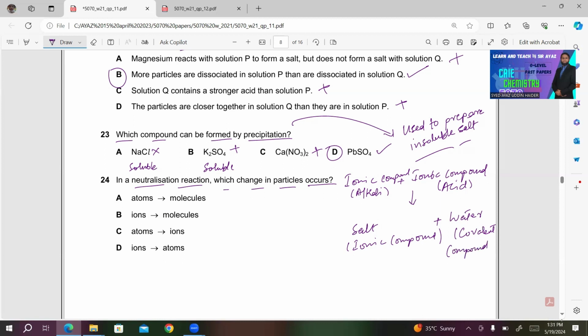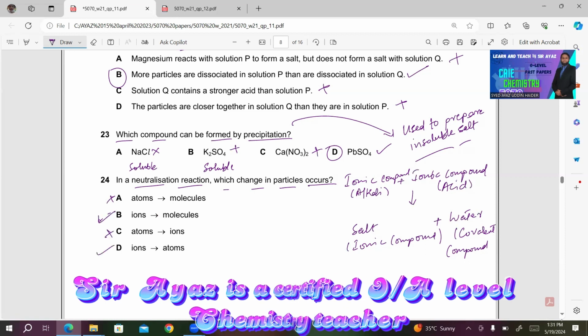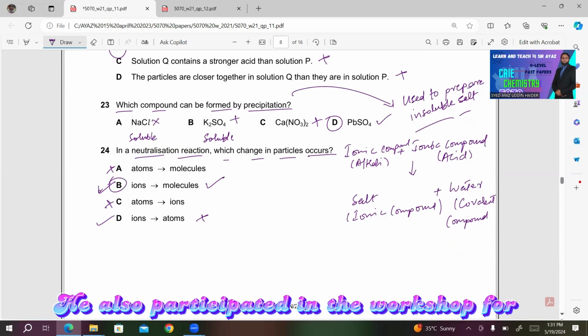So A and C are incorrect. Either B is correct or D is correct. Now, see in B, they are saying ions to molecule. We are getting water. So this looks correct to me. For your convenience, I'm reading the D also. Ions into atoms, we don't get atoms here. So B must be the right answer for this one.